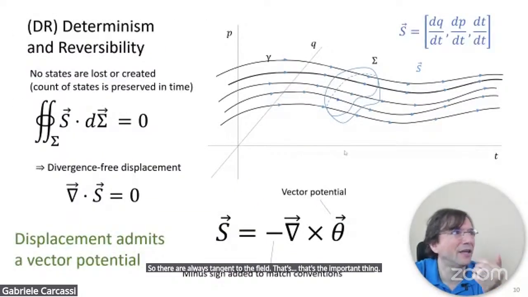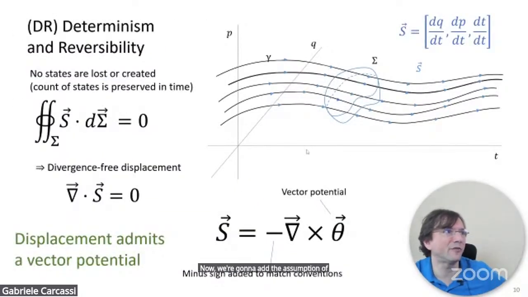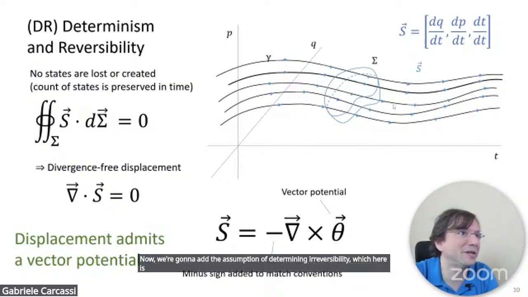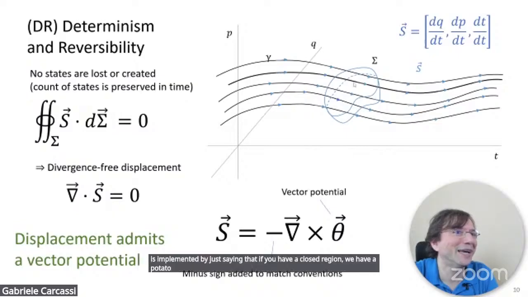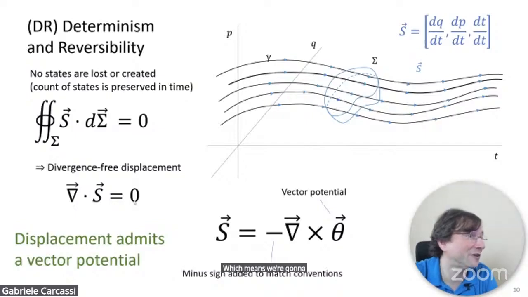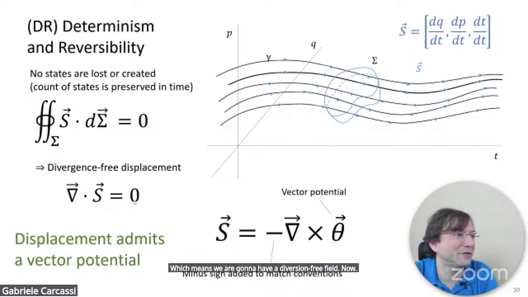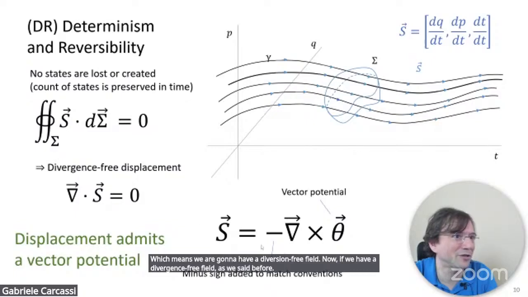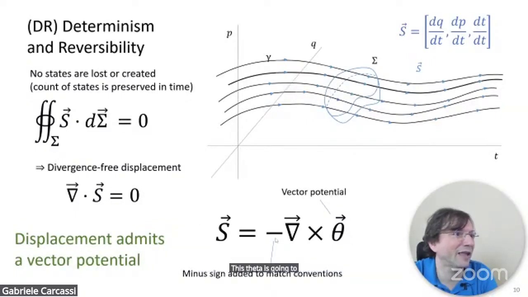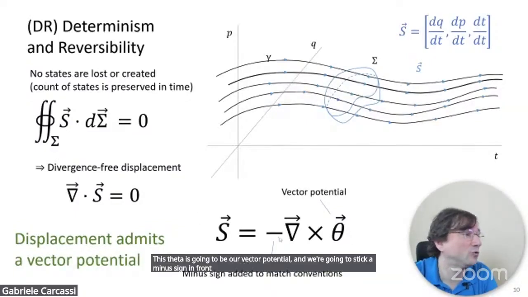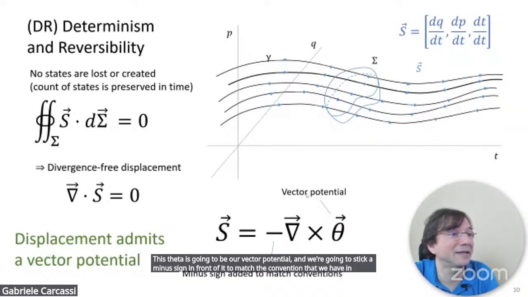Now we're going to add the assumption of determinism and reversibility, which here is implemented by just saying that if you have a closed region, a potato, then as many states flow in as flow out. So the surface integral through that closed surface is going to be zero, which means we're going to have a divergence-free field. Now, if we have a divergence-free field, as we said before, it admits a potential. This theta is going to be our vector potential, and we're going to stick a minus sign in front of it to match the convention that we have in classical mechanics.